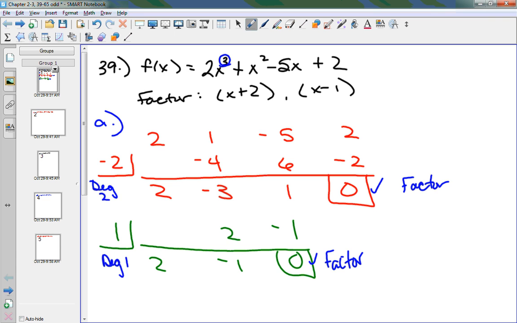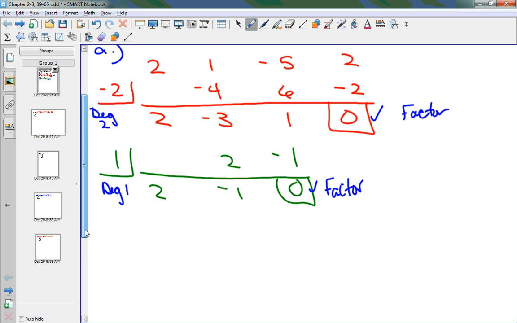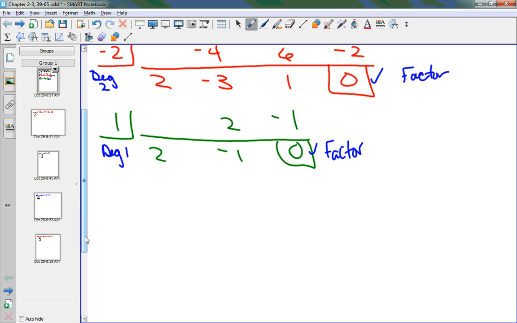Letter B says find the remaining factors. Well, we're going to find the remaining factors by taking this and saying that 2x minus 1 is equal to 0. So that means that I'm going to have x is equal to 1/2. So my remaining factor, I would take this both ways.